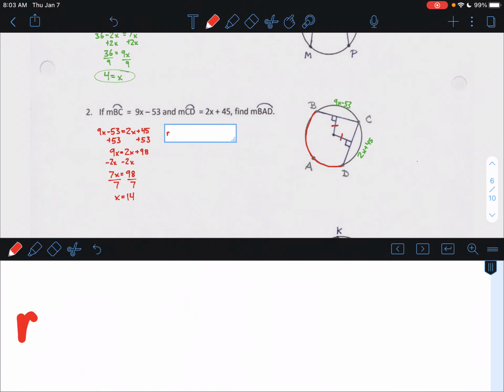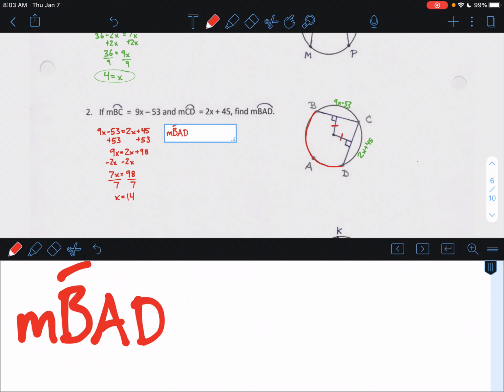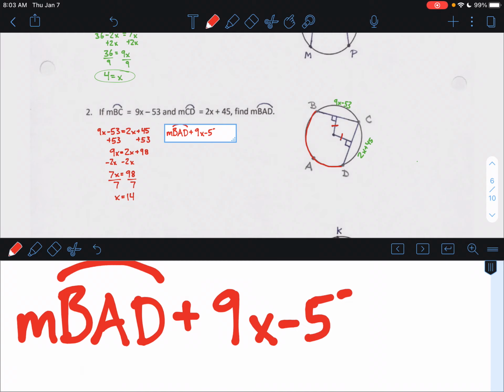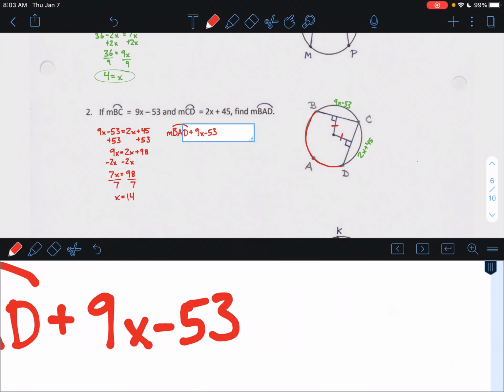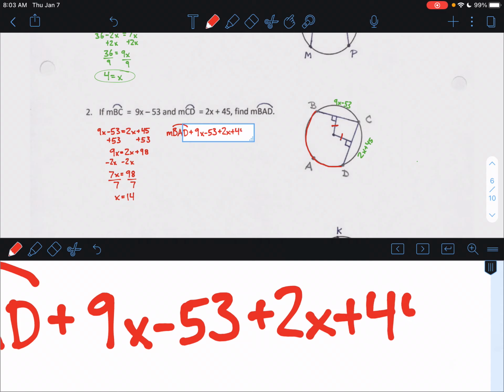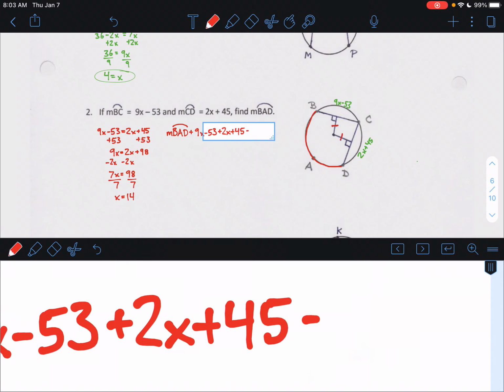I can say the measure of arc BAD plus that 9x minus 53 plus that 2x plus 45 is going to add to 360.